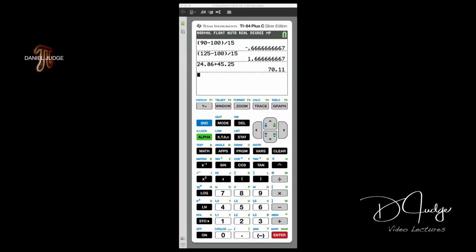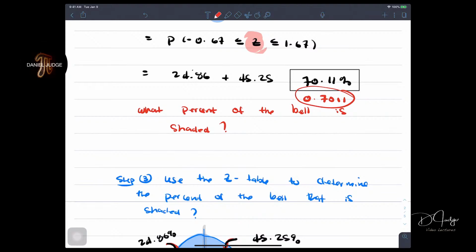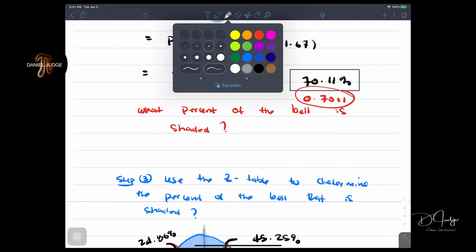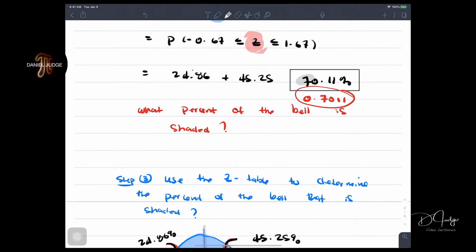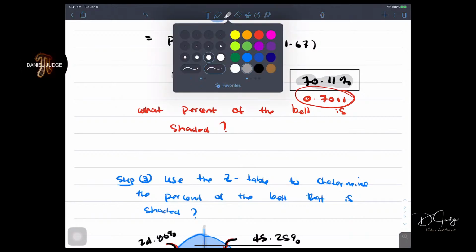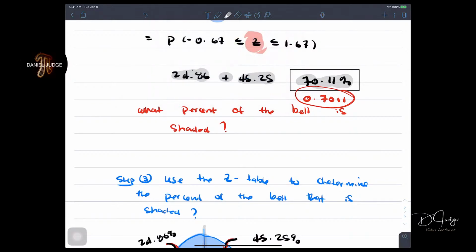I guess you guys can't see that. Let me write this down. 70.11%, I wrote down right in here, because we added 24.86 with 45.25, okay? And I'm also notating that this is equivalent to the probability answer. Just move the decimal. So you got the probability and you got the percent.